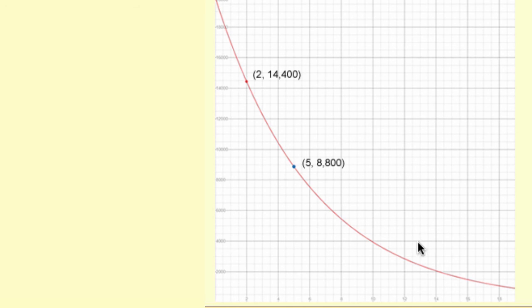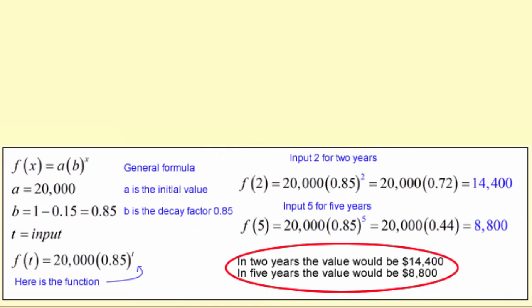So you can use the formulas to calculate appreciation or depreciation either monthly or annually. And here's an example for the car. You can find the value in 2 years and 5 years by using that formula for exponential decay. The initial amount is $20,000, and the decay factor is 0.85, and the T, the input, is the number of years. So if you have 0 years, then the value is $20,000, but then for each year you repeatedly multiply by 0.85 and the value decreases. So after 2 years you get 14,400, and after 5 years, 8,800.